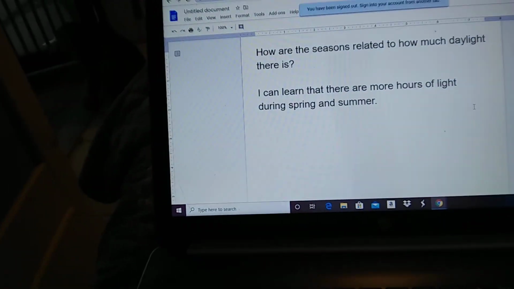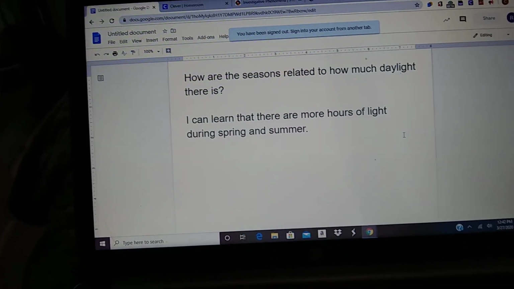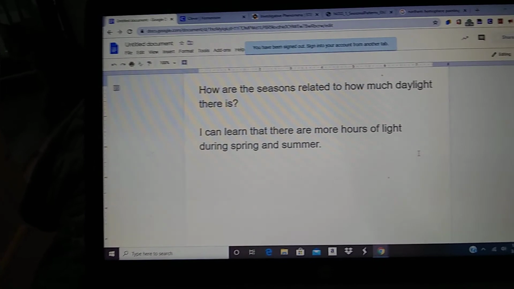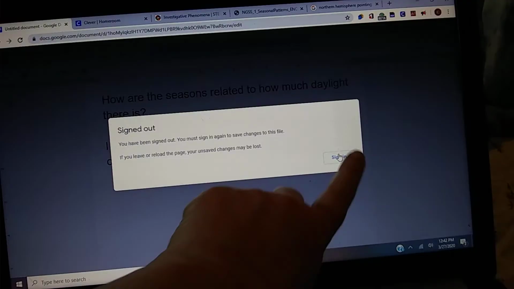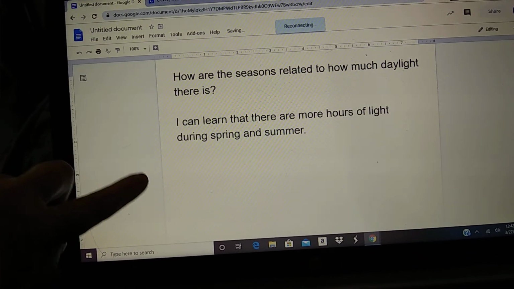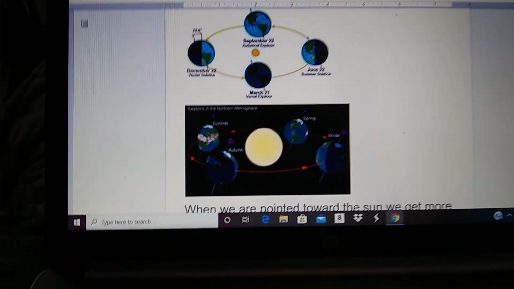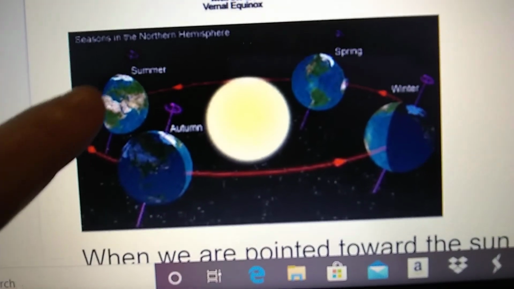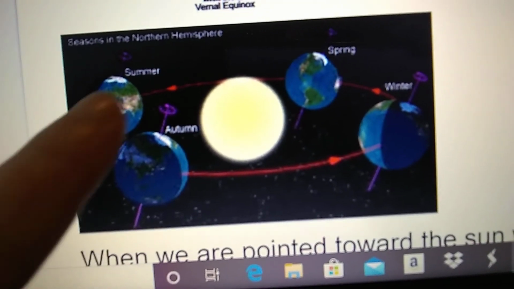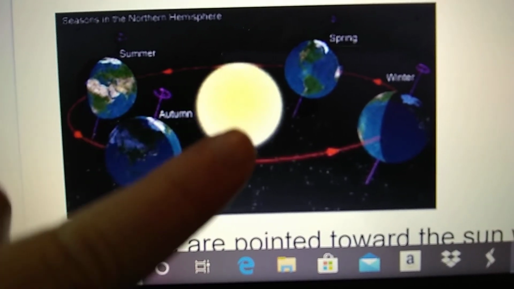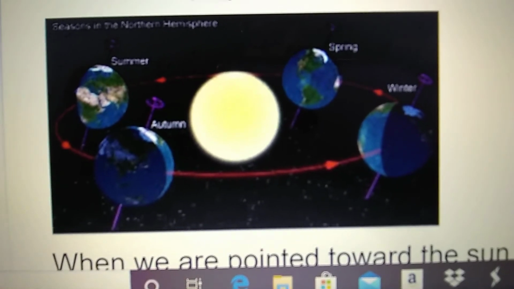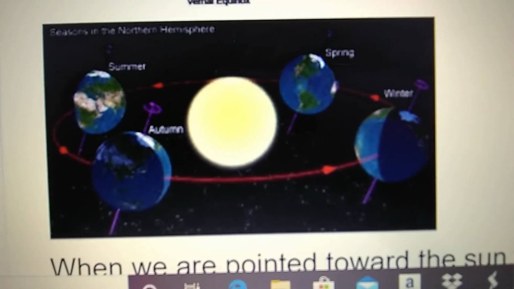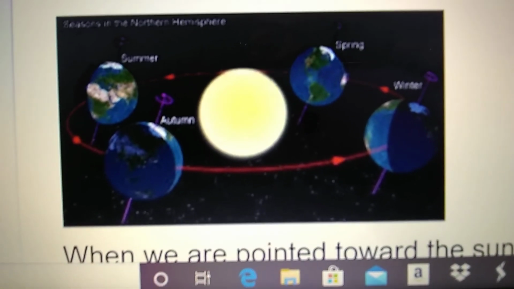So we're trying to find out when we have the most daylight. Spring, summer, winter, or fall. So let's look at some pictures. Remember we learned that the earth goes around the sun. Well, we live in the northern hemisphere. In the summer, the northern hemisphere is tilted towards the sun, and that gives us more hours of light and makes us warmer.